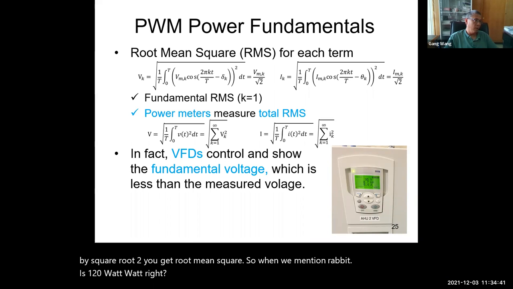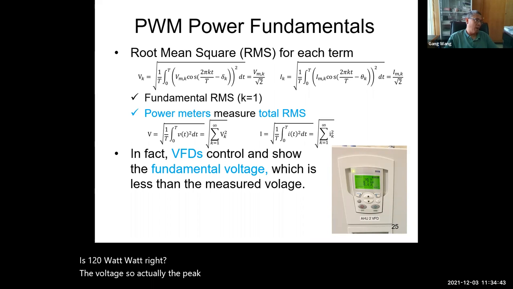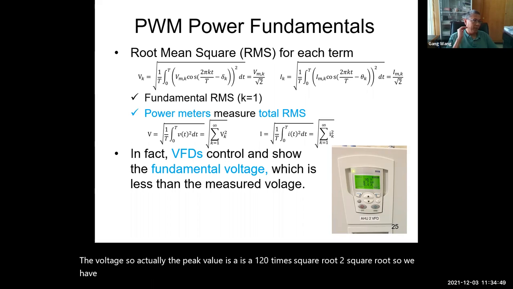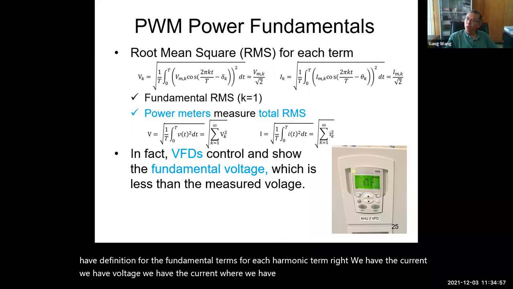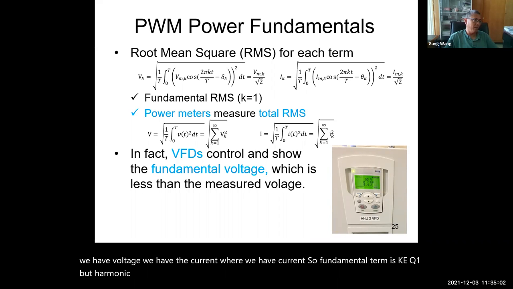For the voltage, the peak value is 120 times square root two. So we have a definition for the fundamental term and for each harmonic term, for both the voltage and the current. The fundamental term is k equal to 1, and a harmonic term is k higher than 1.